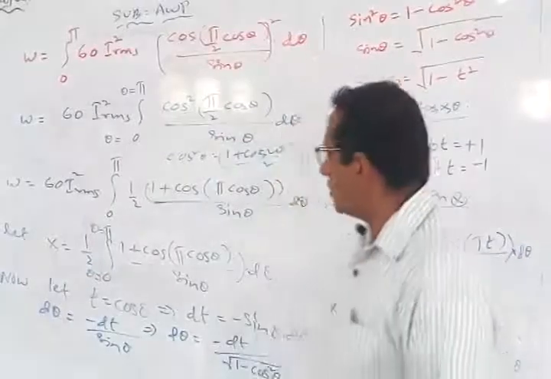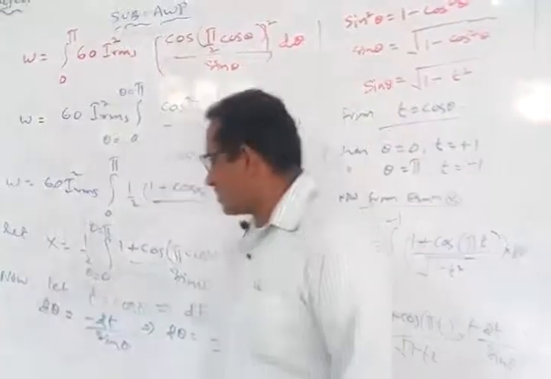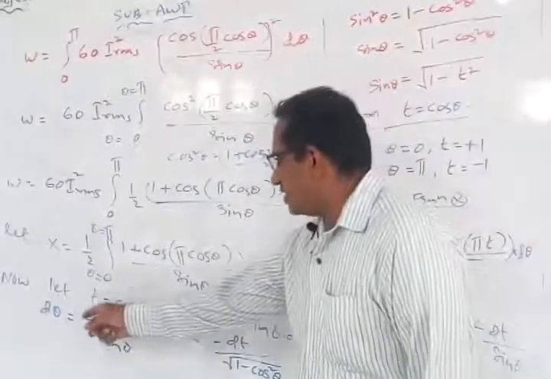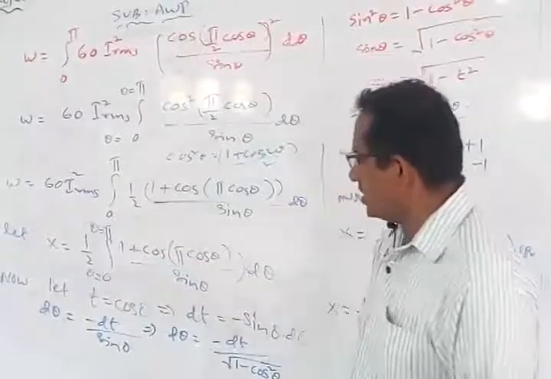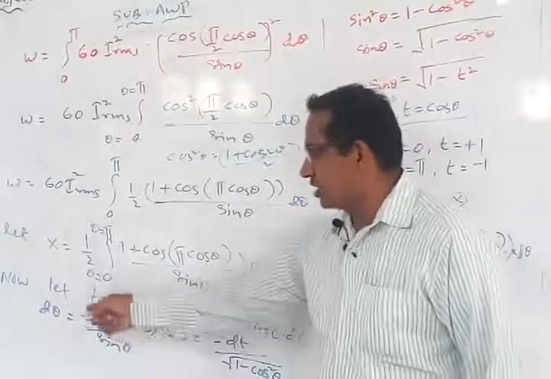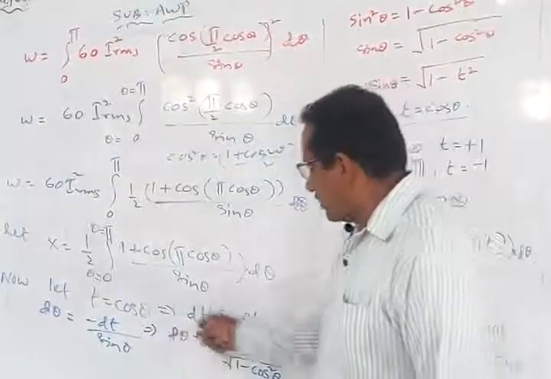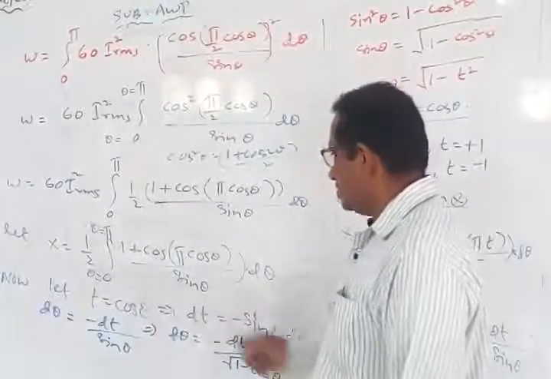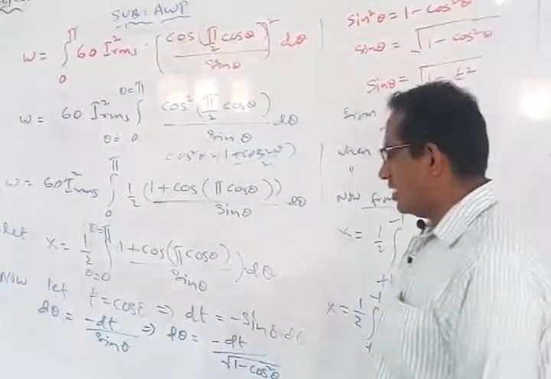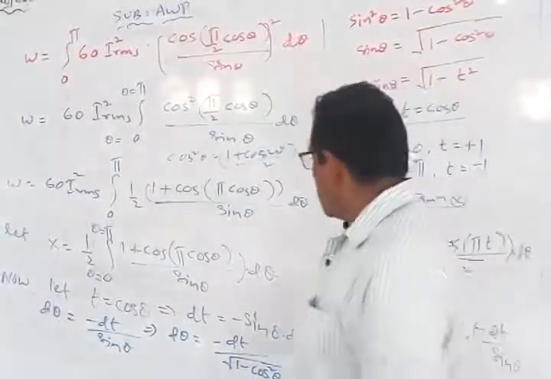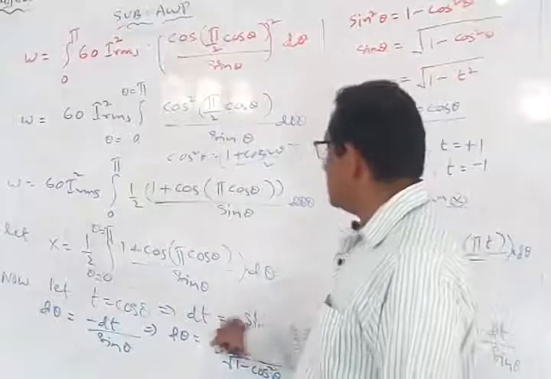So for solving by using substitution method, we make some assumptions. We say t is equal to cos theta. Next when you differentiate t, because t and theta are going to be the variables, we get dt is equal to, what is the differentiation of cos? Minus sin. So minus sin theta d theta. Okay. Now from this equation what can I get? d theta is equal to minus dt by sin theta.